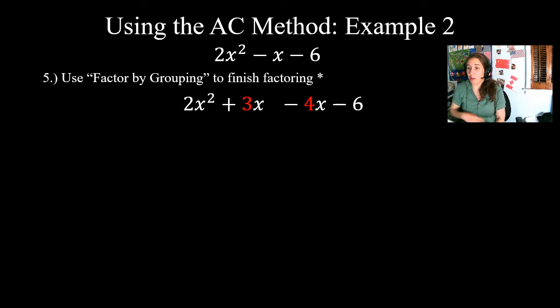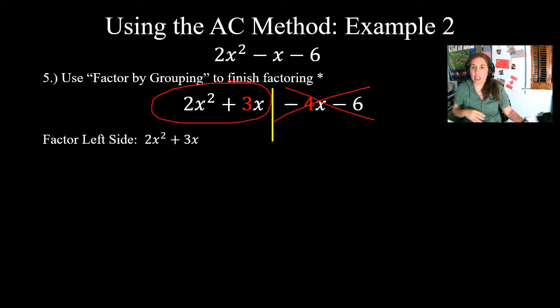Okay, so now I've taken my trinomial, I've used the AC method to turn it into this new polynomial that's got 4 terms so that I can use factor by grouping, right? And we should be starting to get really comfortable with factor by grouping by now. If you're not, make sure you go back and do some more practice problems. So we do factor by grouping, we split it right down the middle. Now we have a left side and a right side. So I'm just going to completely ignore this right side so I can focus on the left side. I'm going to take that left side and factor it first. How do I do that?